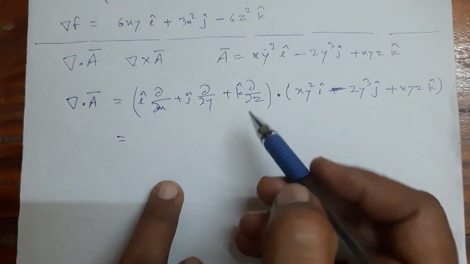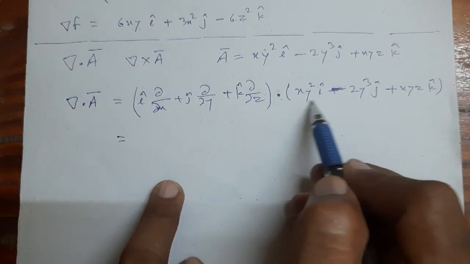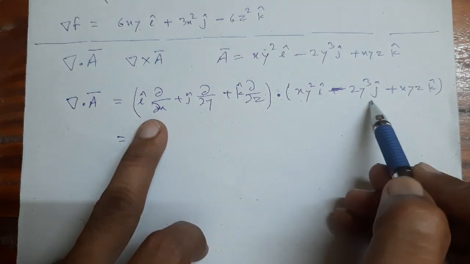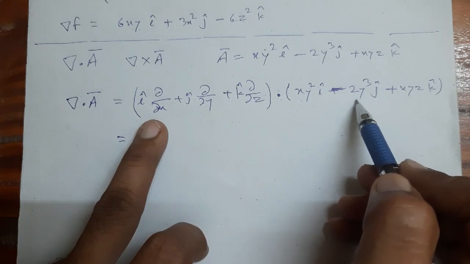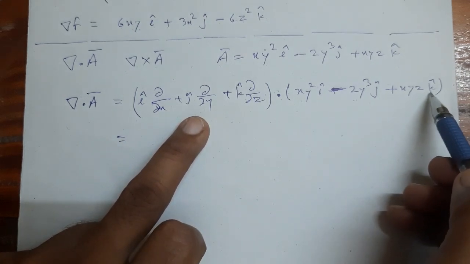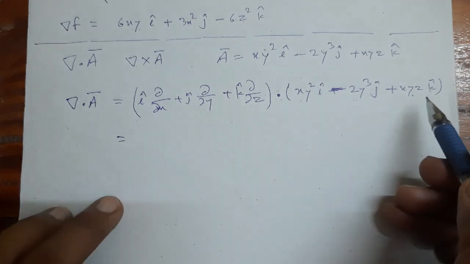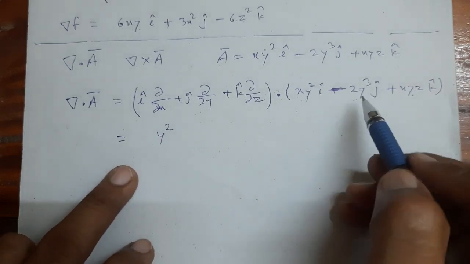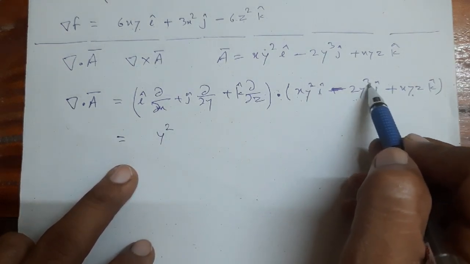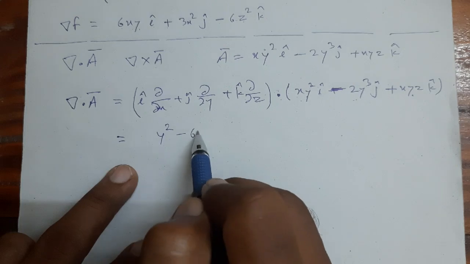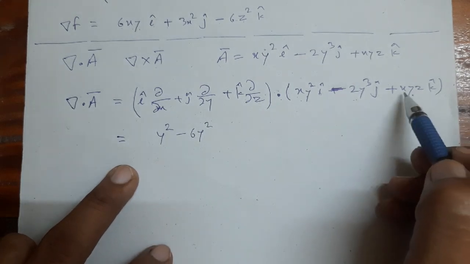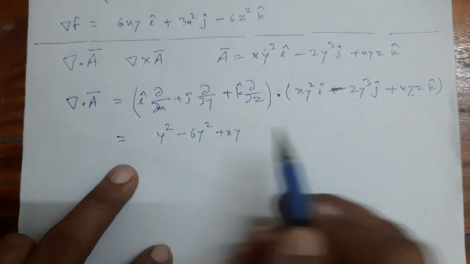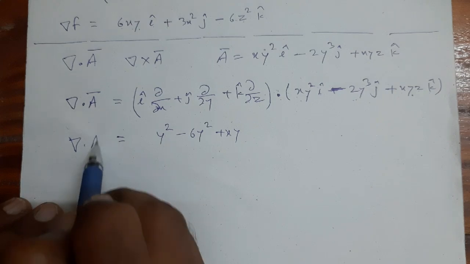Now we have already observed that as it is a dot product, we will have to differentiate the coefficient of i cap in a bar with respect to x, the coefficient of j cap in a bar with respect to y, and the coefficient of k cap in a bar with respect to z, correct? Therefore, the derivative of xy square with respect to x is y square only. The derivative of minus 2y cube with respect to y is minus 6y square. And the derivative of xyz with respect to z is xy. Therefore, this is the divergence of a bar.